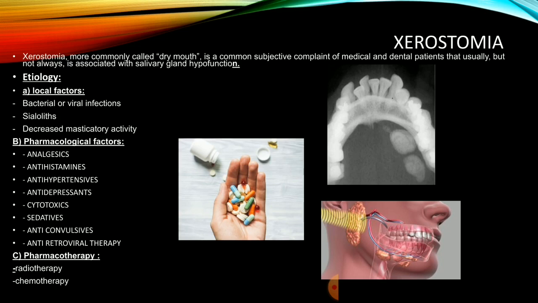So first of all, local factors, we have bacterial or viral infections, sialoliths, decreased masticatory activity. Next, we have pharmacological factors. As we all know that xerostomia is caused due to various types of medications such as analgesics, antihistamines, antihypertensives, antidepressants, cytotoxics, sedatives, etc. Next, we have therapies like radiotherapy and chemotherapy.